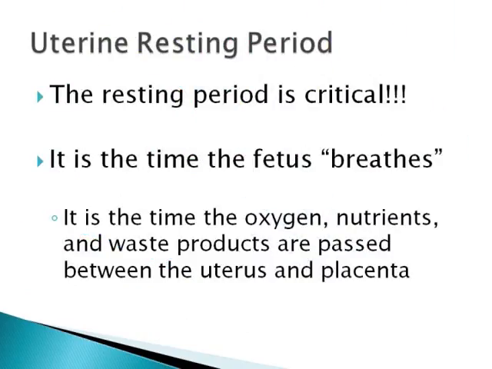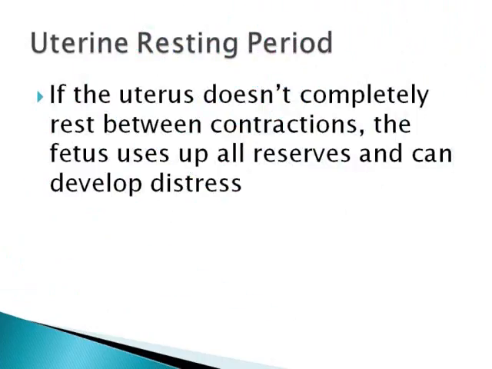The resting period between contractions is critical. This is the time that the fetus breathes. It's the time the oxygen and the nutrients and the waste products are all passed back and forth between the uterus and the placenta. If the uterus doesn't completely rest between contractions, the fetus uses up all its reserves and can develop fetal distress.